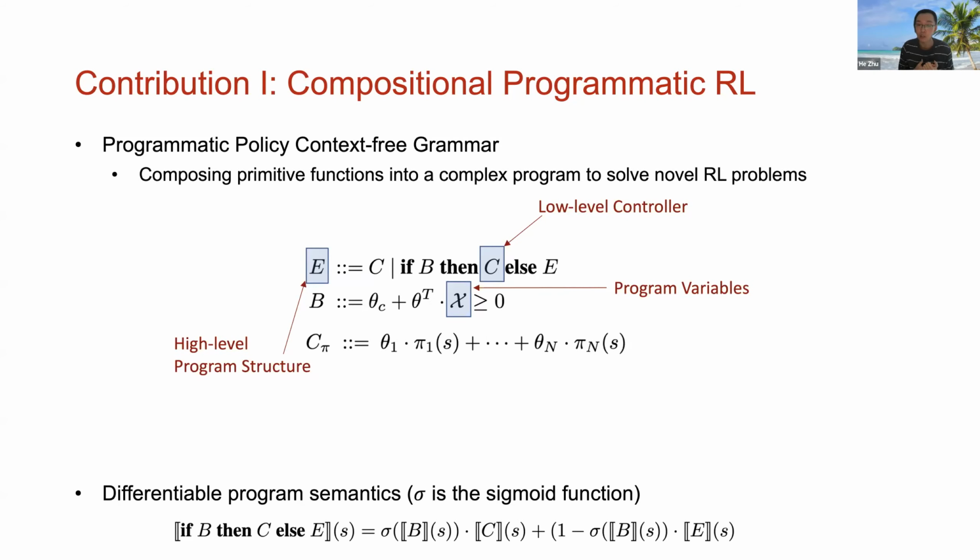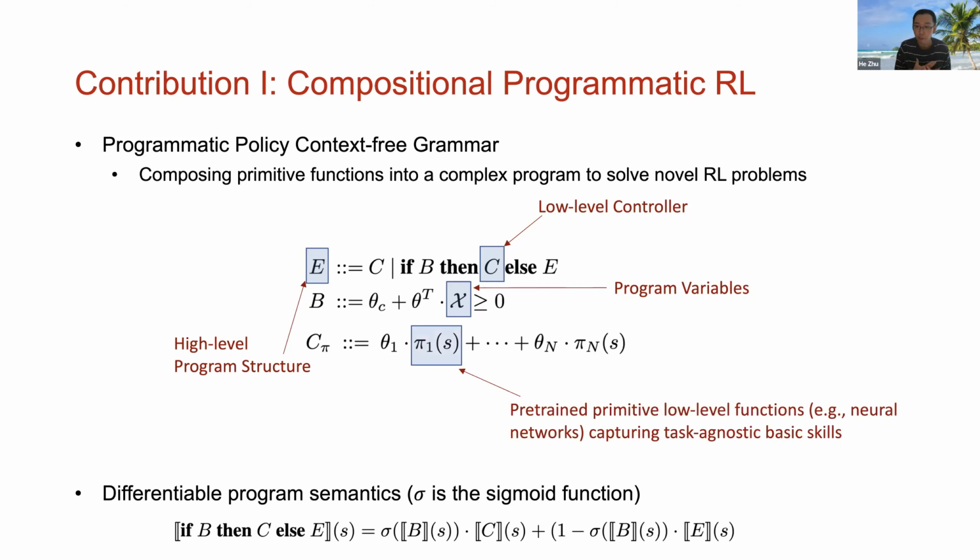The low-level controller in this talk is assumed to be some combination of primitive functions. And a primitive function can be like a pre-trained neural network that captures some task-agnostic basic skills. So let's go back to the cheetah example. In order to jump over multiple hurdles to move to the goal, we can equip this domain-specific context-free grammar with two primitive functions.